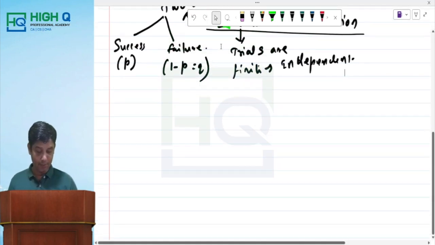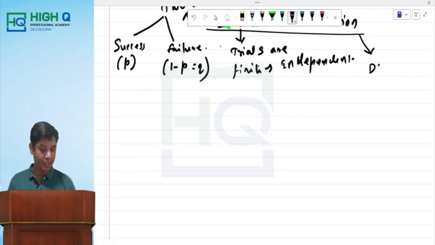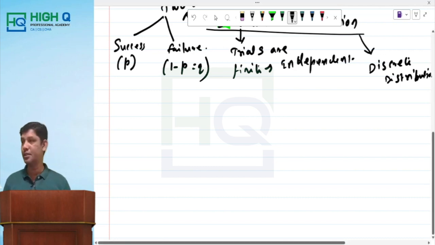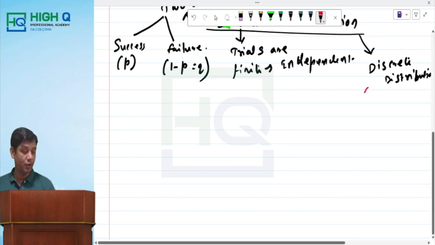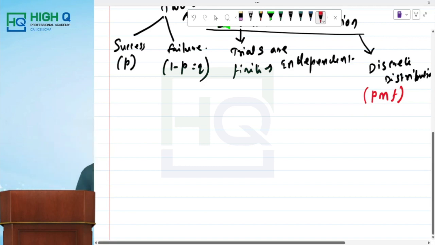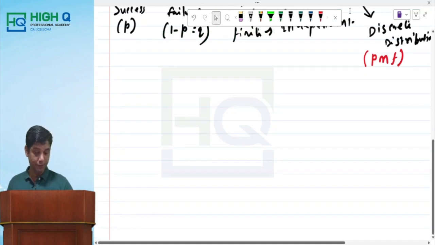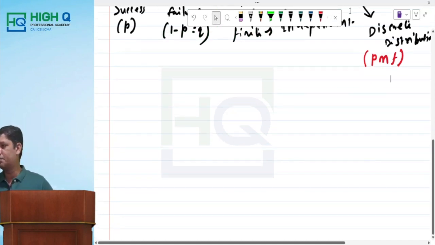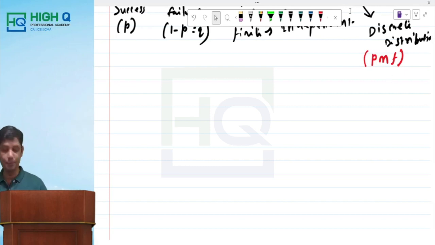Okay, let us go one by one. Since the binomial distribution is a discrete distribution, we are going to use the probability mass function. When the distribution is discrete, the function we use is the probability mass function, which is nothing but PMF. What is the probability mass function of the binomial distribution?